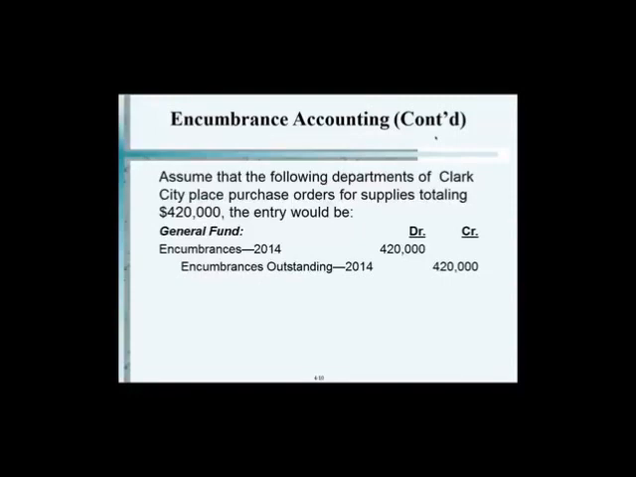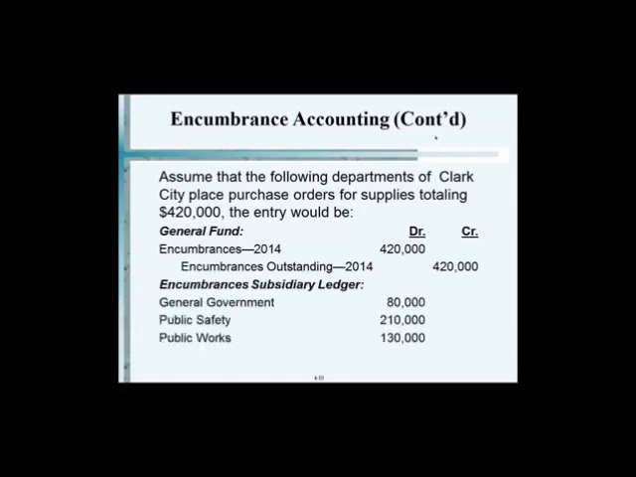That means could you have a different year? Yes, as we'll see. You know what the subsidiary ledger says basically? 420 is represented by these functions. 80,000 for general government, public safety, and this. So they've just divided that into those three categories. That's what they ordered the supplies for.